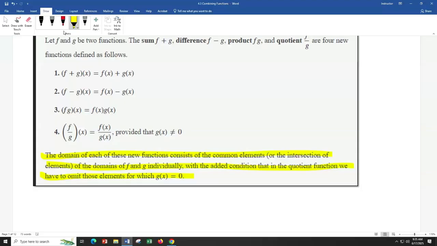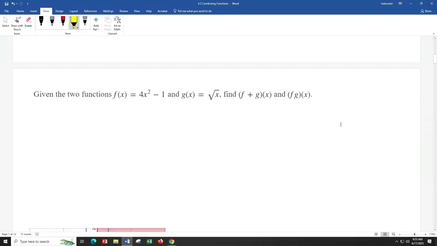Let me show you an example, very simple example. Given these two functions, f of x is equal to 4x squared minus 1 and g of x is equal to square root of x, find f plus g of x and find f times g of x. Well, guess what? F plus is easy. Because don't I just take it this way? I'm going to take this f of x and go 4x squared minus 1. And then I'm going to do what? Add what? The next function, right? I'm done. That's all I can do. You literally just took those functions and combined them together with a plus symbol.